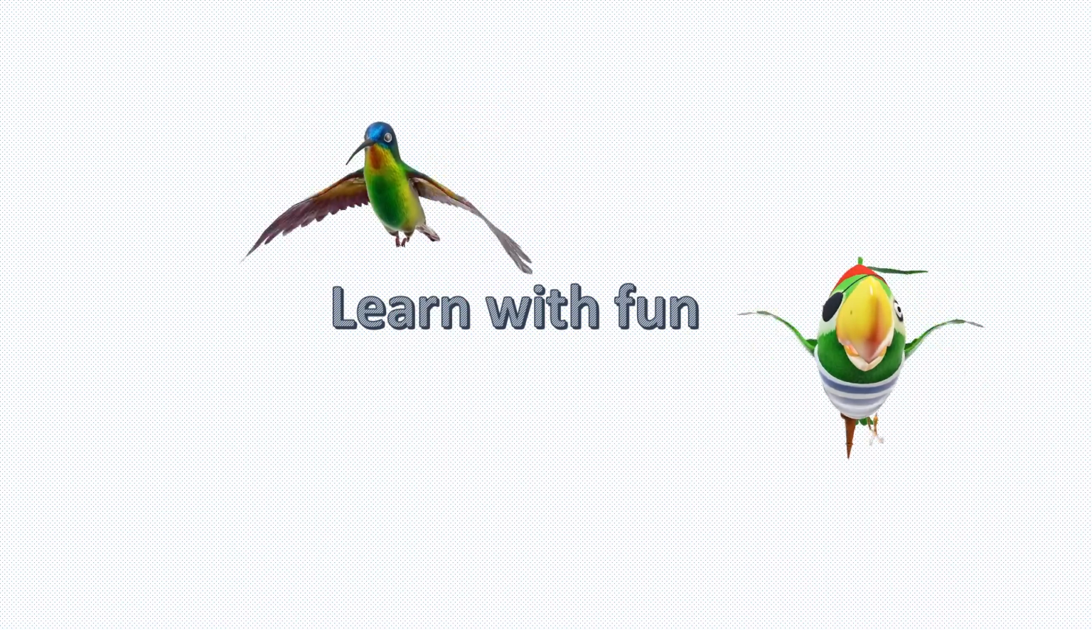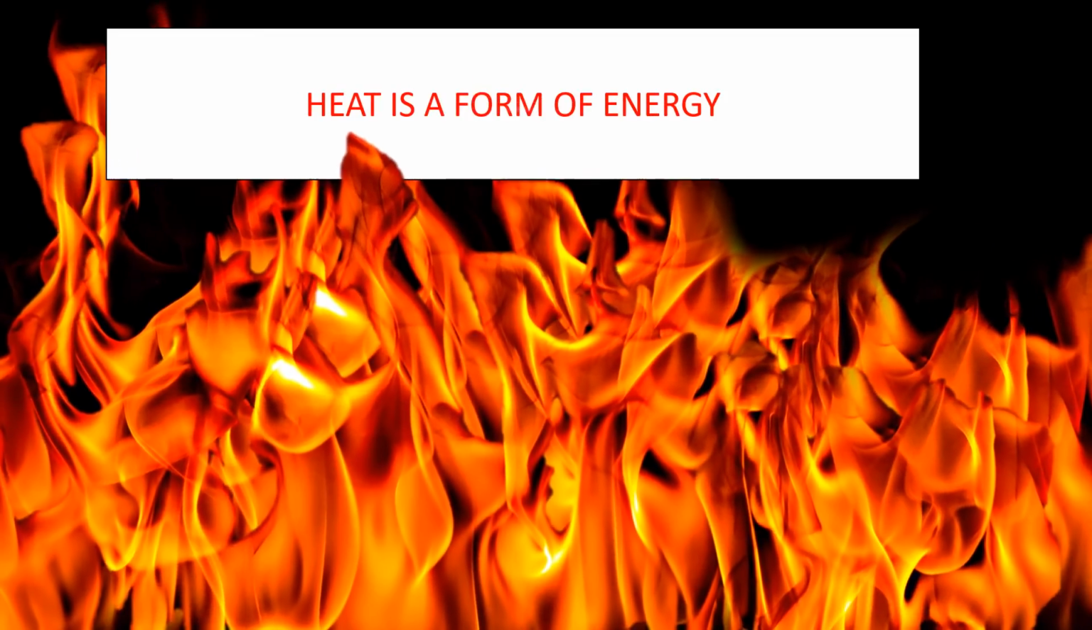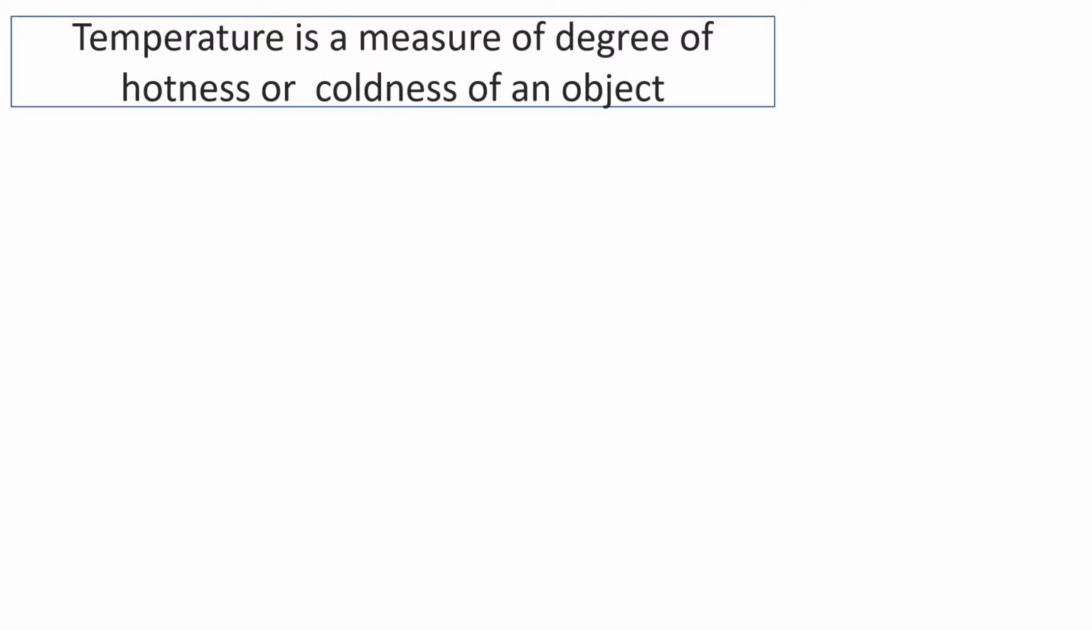Today we will learn about heat. Heat is a form of energy. Heat flows from a hotter region to a colder region. Temperature is a measure of degree of hotness or coldness of an object.